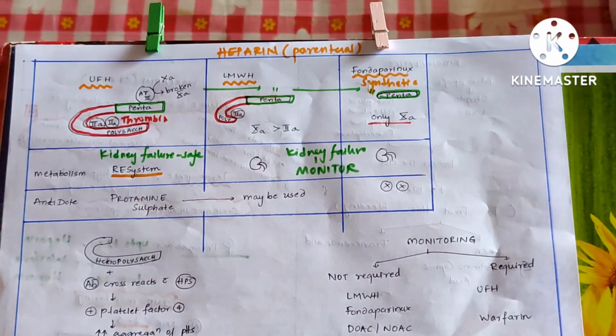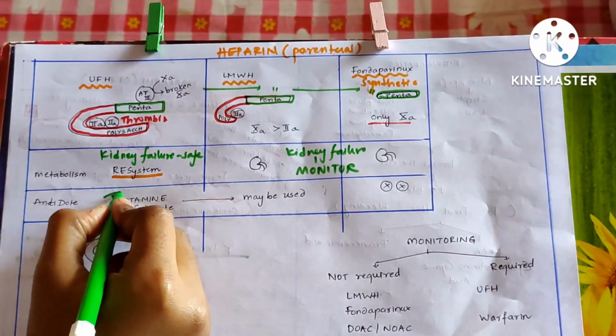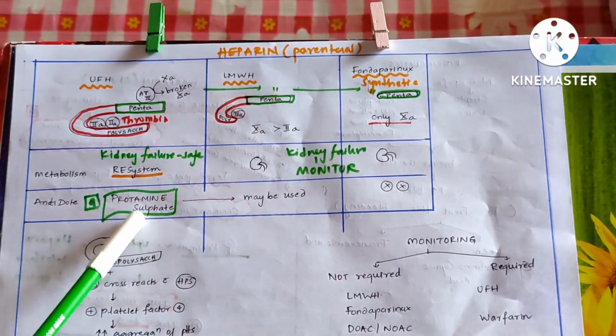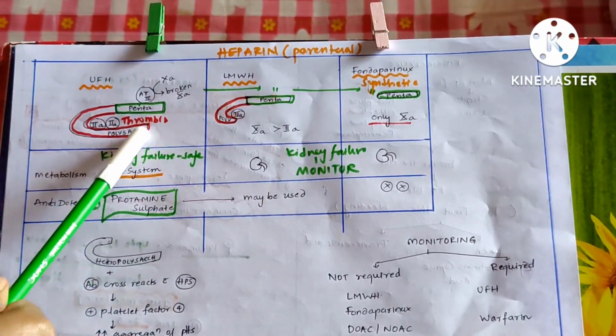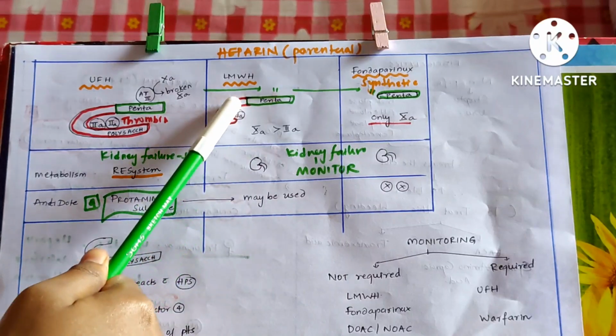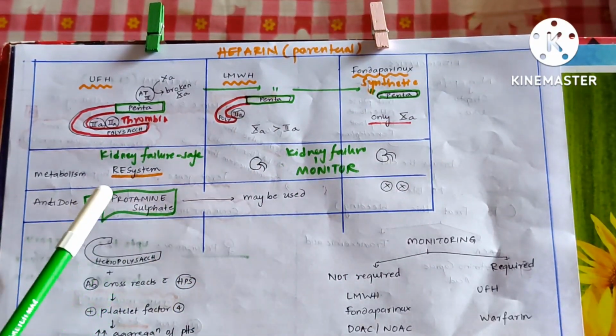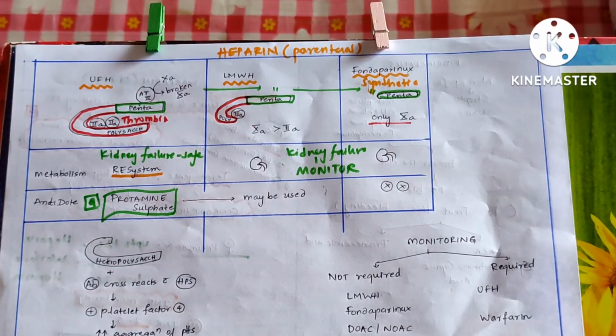Coming to the antidote discussion, protamine sulfate can be used as a perfect antidote for unfractionated heparin. For low molecular weight heparin, it might not be considered the drug of choice antidote, but it can still be used because there is a heteropolysaccharide unit. But in fondaparinux, protamine sulfate does not play any role.